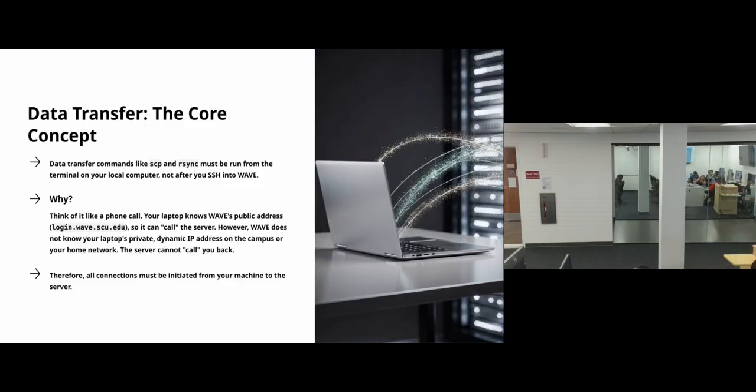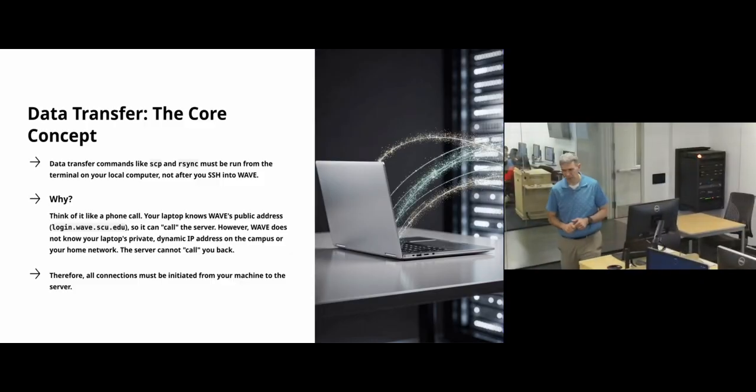Now, how do you do it? You need to run these commands from your laptop. Do not run these commands from the HPC. So if I SSH into the HPC, I can't then say secure copy this file, even though the file is actually on the HPC, I can't say secure copy this file to my laptop, right? Why? Because the HPC doesn't know your laptop, doesn't have a way to access your laptop, right?